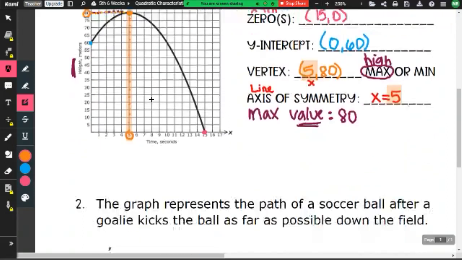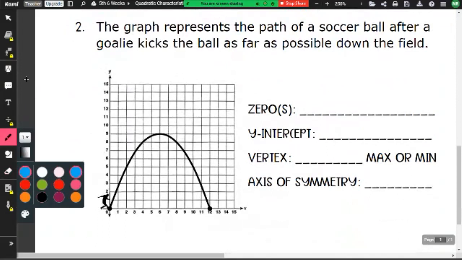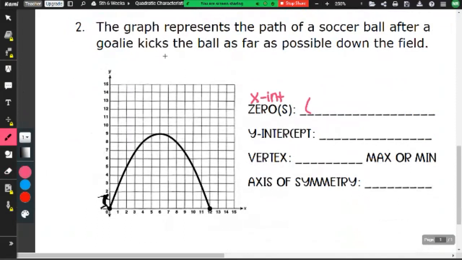Questions? Okay. The second graph is of a goalie kicking the soccer ball down the field as far as possible. So let's start with our zeros. Our zeros are our what? X-intercepts. How many do I have? I have 2. So give me one of those ordered pairs. All right, give me the other coordinate. 12, 0. It touches at 0, 0 and 12, 0. What about the y-intercept? 0, 0, since it starts at the origin.